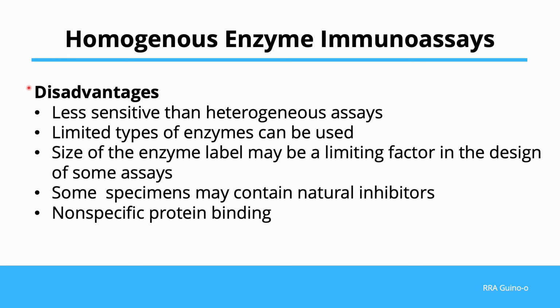But they can also have some inherent disadvantages. First, they are less sensitive compared to heterogeneous assays. Second, there are a limited number or limited types of enzyme that can be used for our homogeneous enzyme immunoassay. This is because not all enzymes are actually inhibited when they are bound to an antibody. Next, the size of the enzyme label may also be a limiting factor in the design of some assays. Next, some specimens may contain natural inhibitors, and nonspecific protein binding can also occur. These last two are a problem because the homogeneous enzyme immunoassay does not have a washing step, so if there are interfering factors, they will always be present in the test.